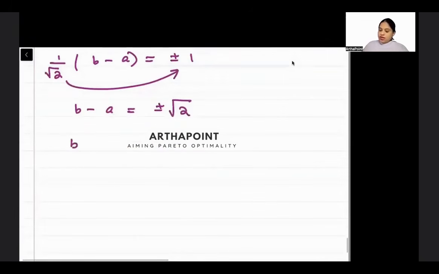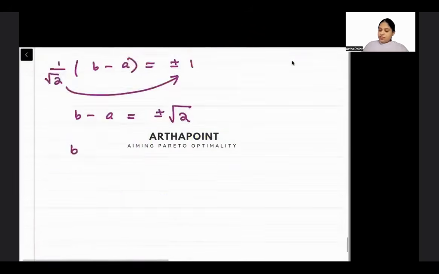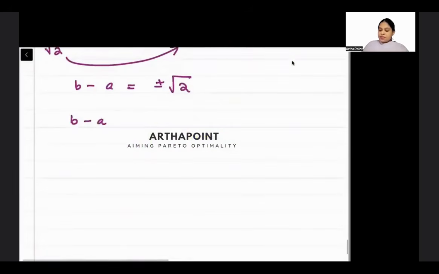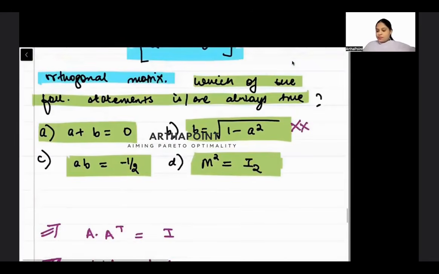है ना? तो बेटा B, अगर मैं यहाँ से I want to find the value of B minus A whole square का जरूरत ही नहीं है. If I just find out, B will be plus minus root 2 plus A. है ना? माने option number B is incorrect.